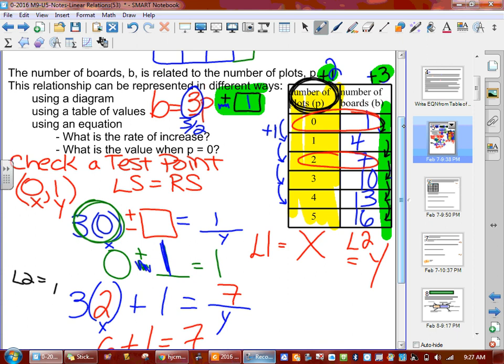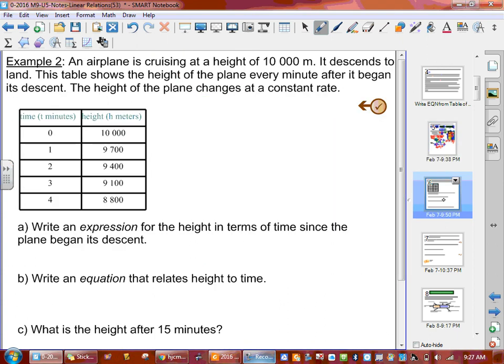Second example is about an airplane. He's up in the air, and he's cruising at a height of 10,000 meters. And he's starting to descend to come down to land. So what we've got is this. We've got our plane, and there's our plane. He's coming down to land on the ground. That's what's going on. Yeah, it looks like a blimp. That's my plane.